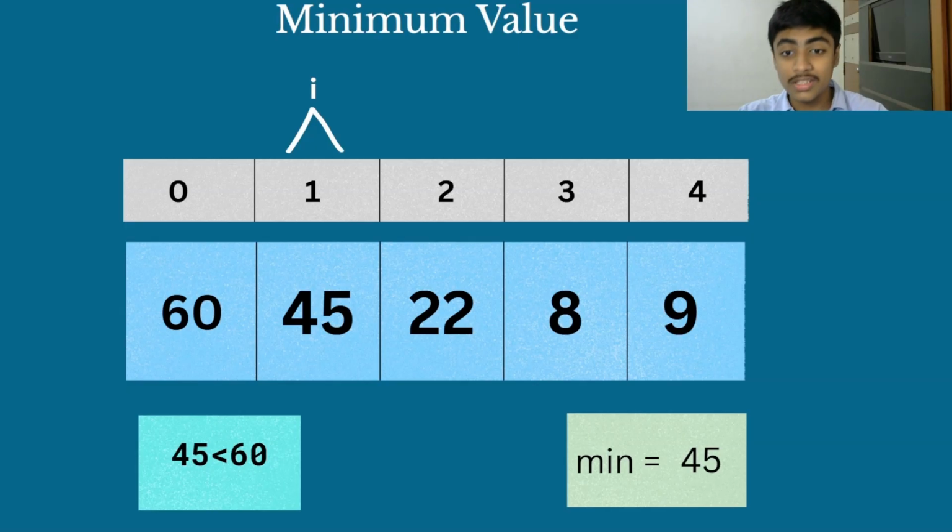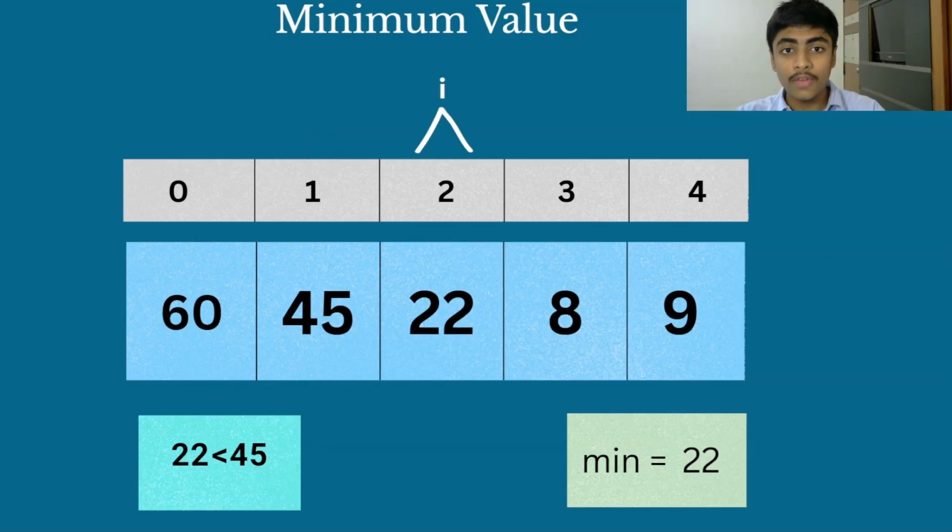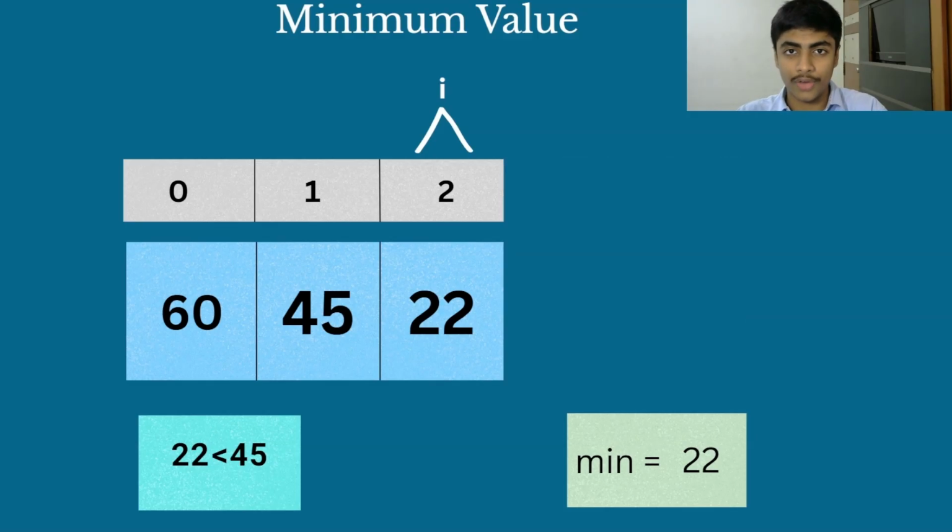Now this doesn't mean that 45 is the lowest value of the array. All this means is that 45 is the lowest value or the minimum value for the first two elements of our array. Now our i will increment to 2. And then we're going to check if b of 2 is lesser than 45, or if 22 is lesser than 45. Since this is true, we're going to set minimum to 22. Basically, this means that 22 is the minimum value for the first 3 elements of our array.